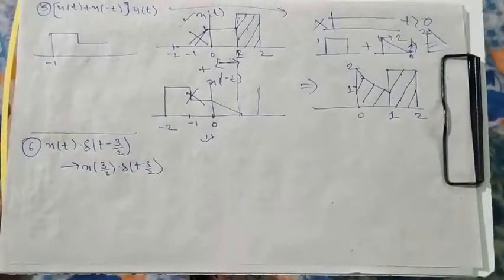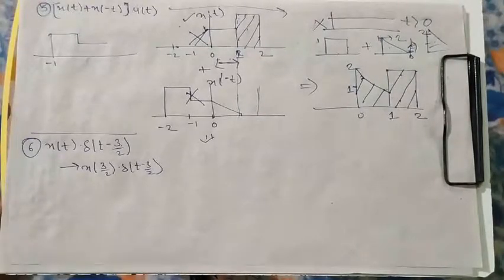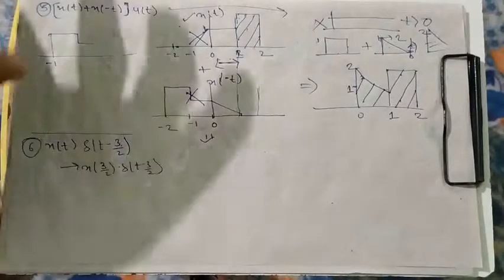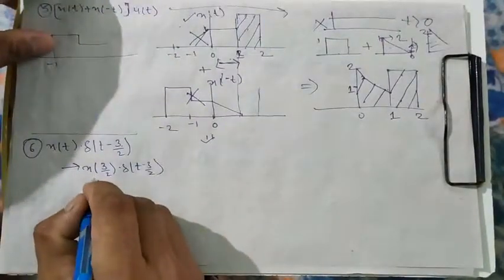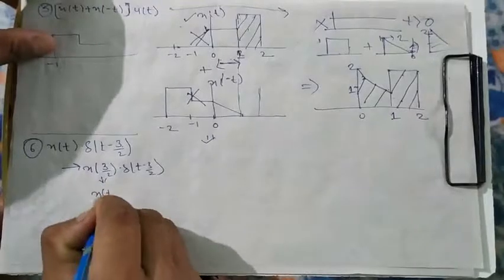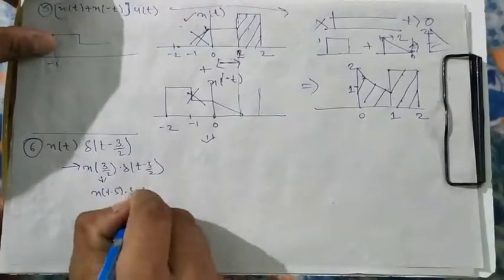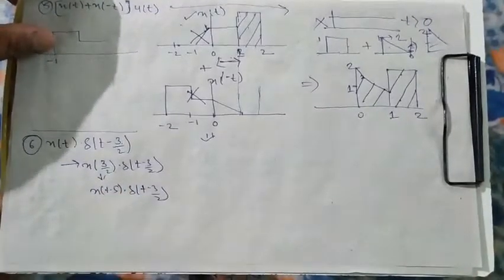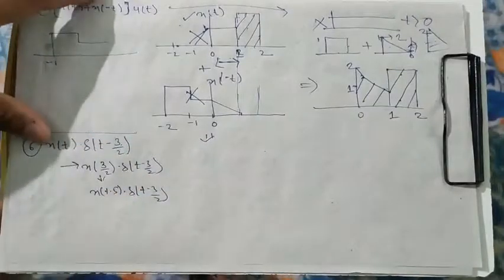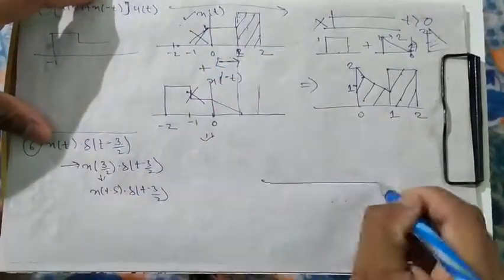Okay, now we are going to solve this problem. At 3 by 2, that means x(3/2) is nothing but x(1.5), into del of t minus 3 by 2. Okay, 3 by 2, and the signal, of course, we have already seen, this is our signal.